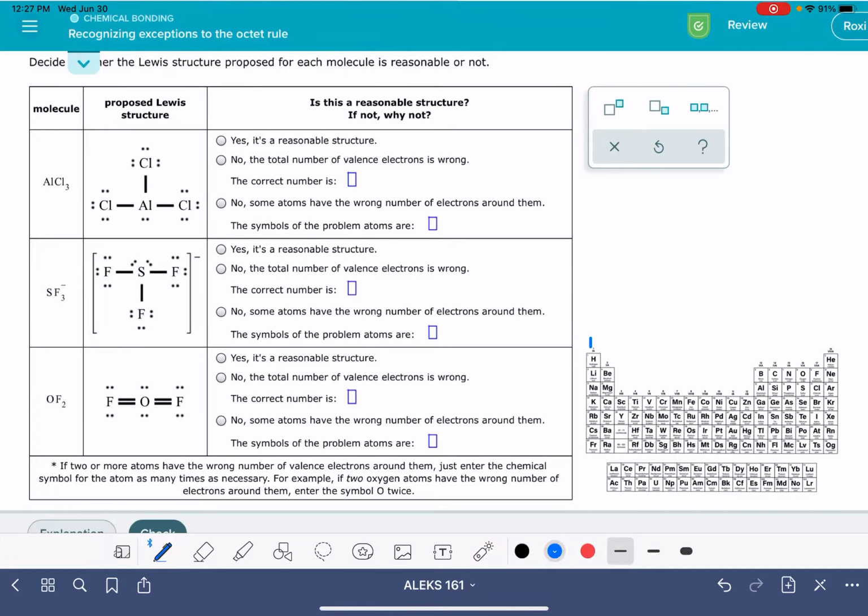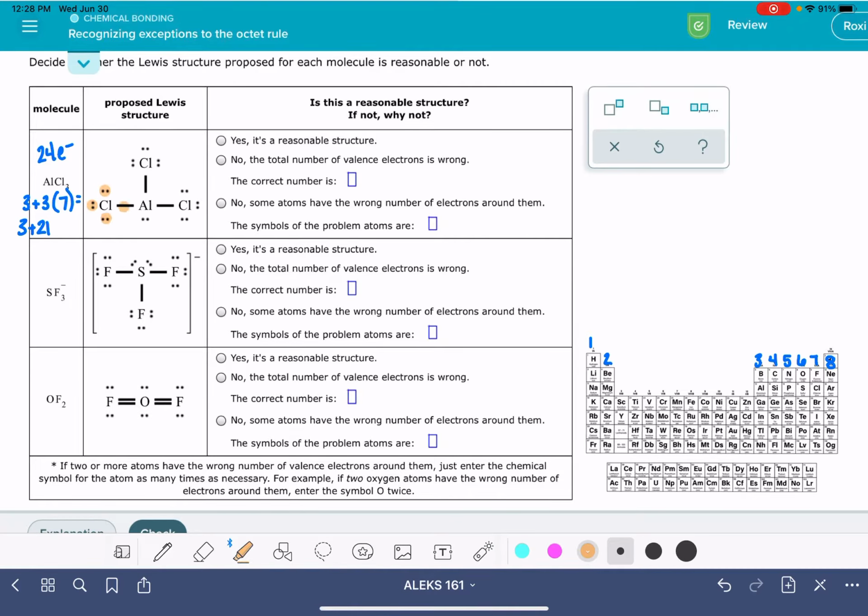Remember, the number of valence electrons is based on the number of valence electrons in each atom, and that's based on the atom's location on the periodic table. So for AlCl3, we have aluminum, which is in the third column, so this has 3 valence electrons. And then we have 3 chlorines. Chlorines are in the 7th column, so they each have 7 valence electrons. So we have 3 plus 21, that's a total of 24 electrons.